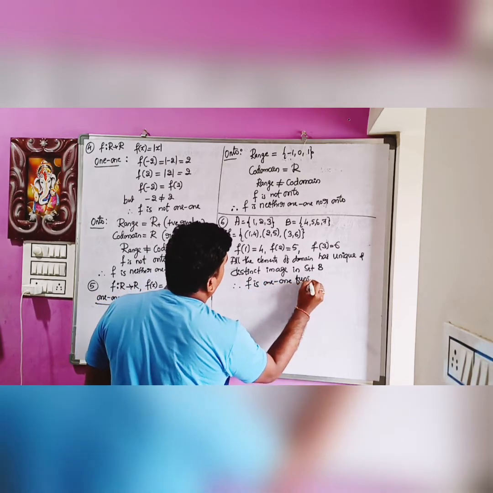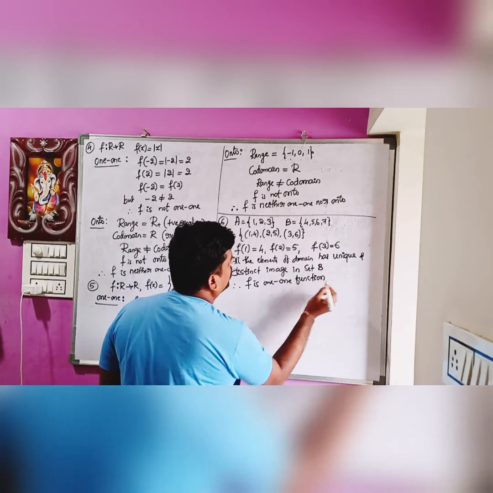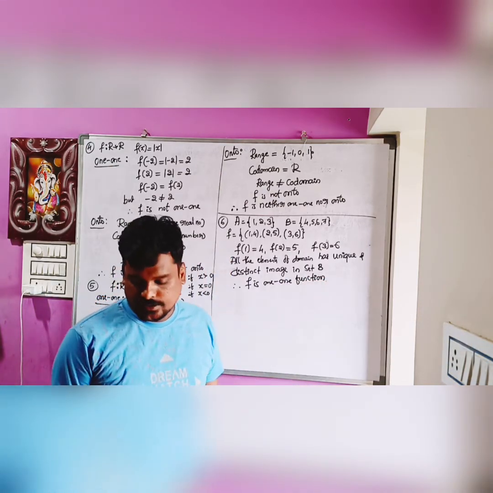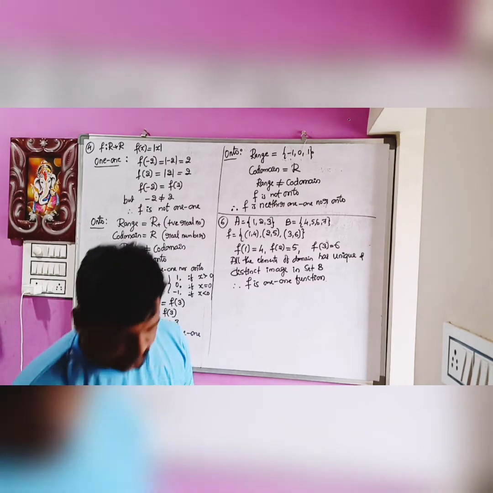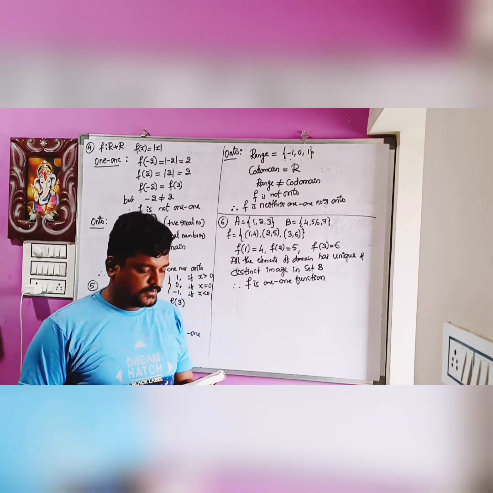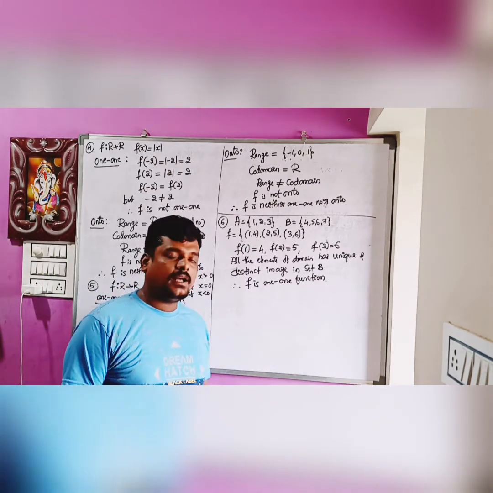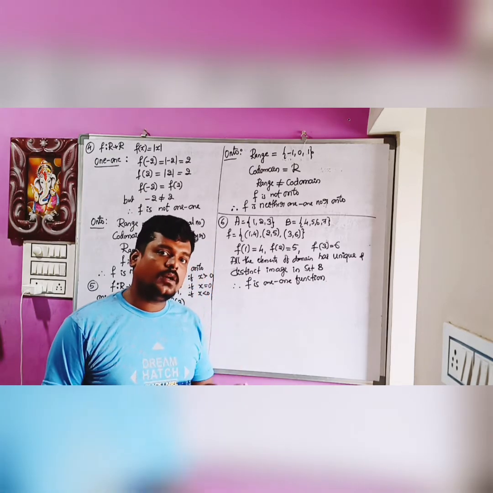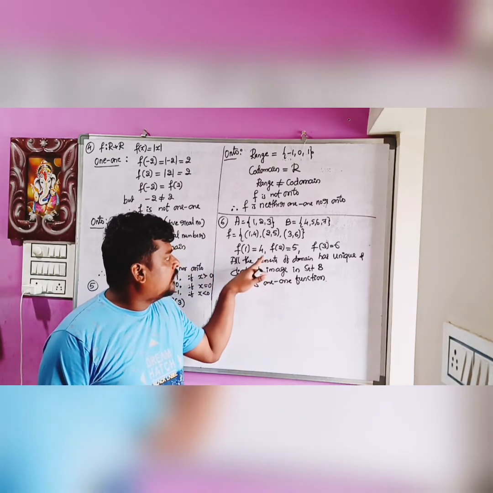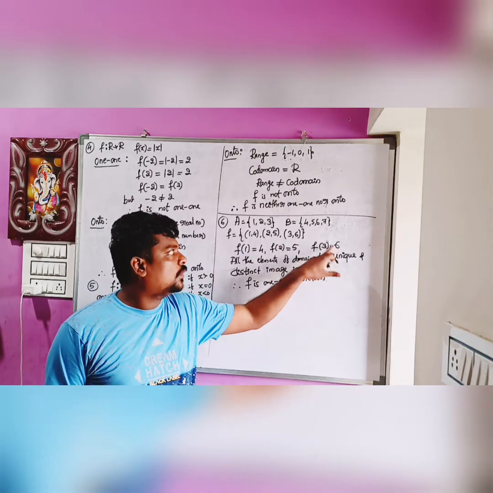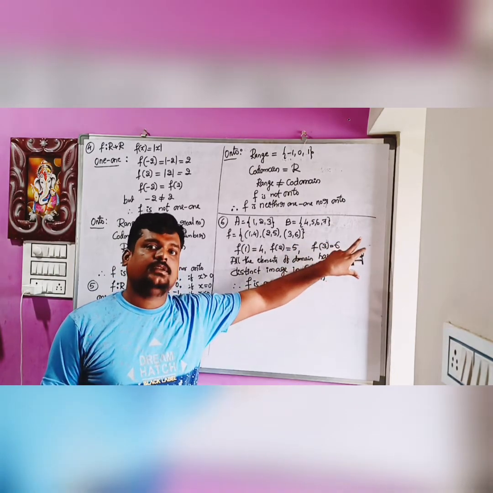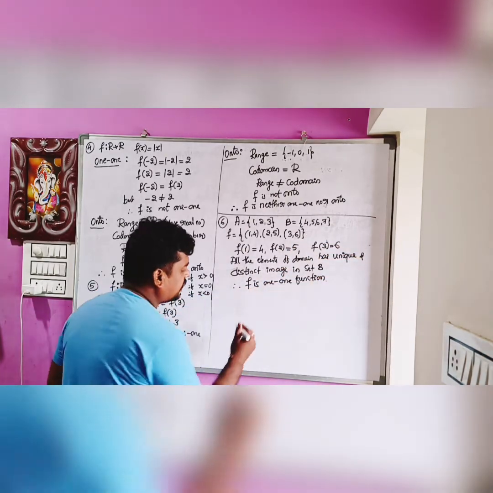So here we have to check only the 1-1 function. It is not asking onto function. Show that it is a 1-1 function. If they ask onto function, the answer is it is not onto, because range is 4, 5, 6, codomain is 4, 5, 6, 7.